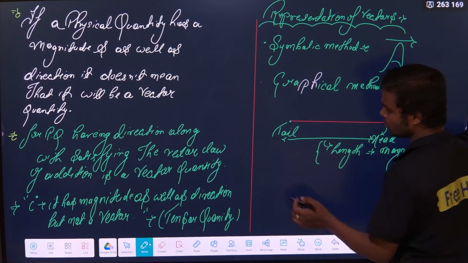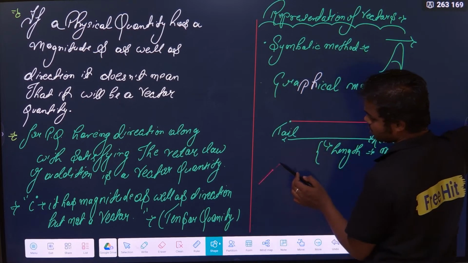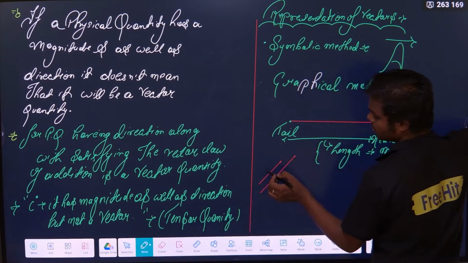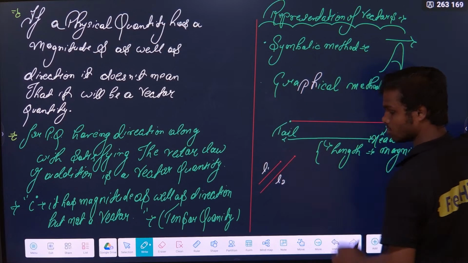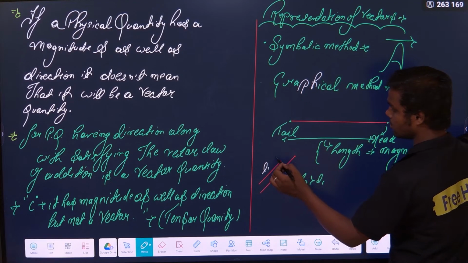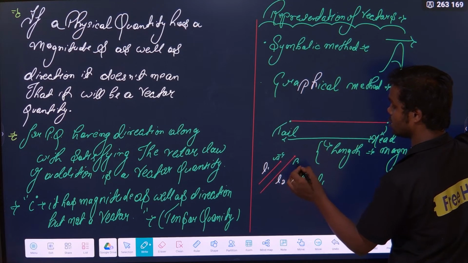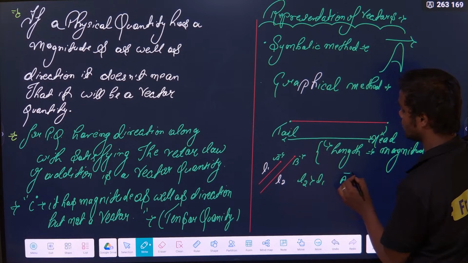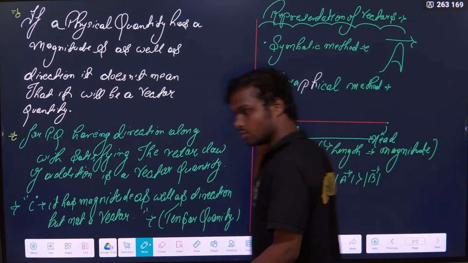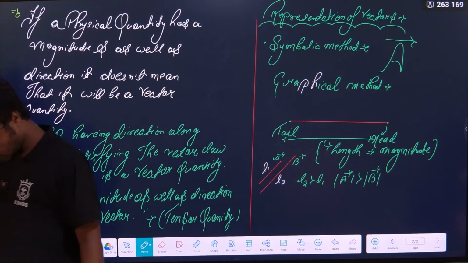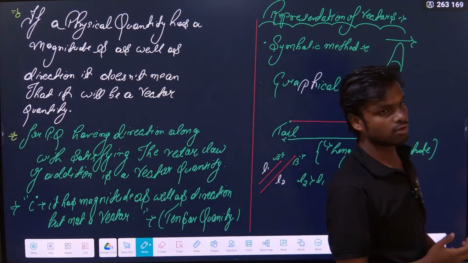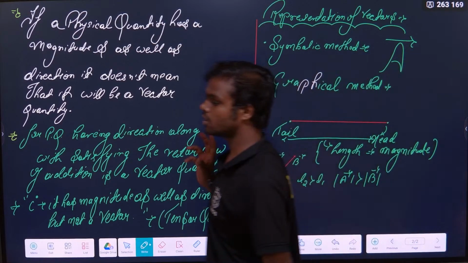So suppose I have two vectors, one like this and one like this. Suppose this length is L1 and this length is L2. Okay, L2 is greater than L1. So suppose this is vector A and this is vector B. I can say directly that the magnitude of vector A is greater than the magnitude of vector B, because length denotes the magnitude. That directly tells us about the magnitude of the vector. Clear? So this is about the representation of vectors.